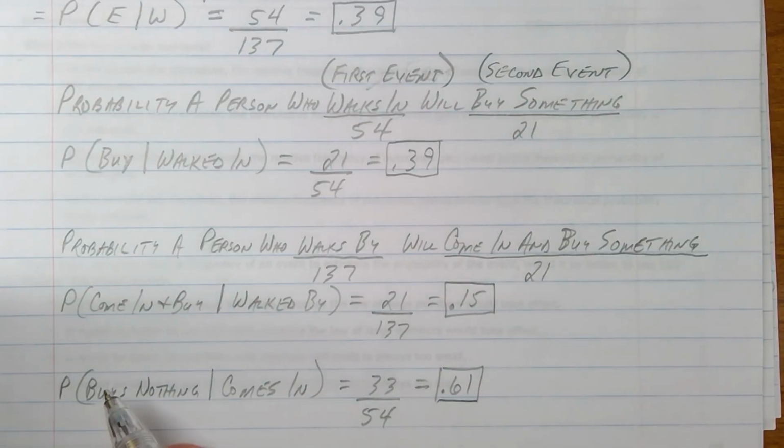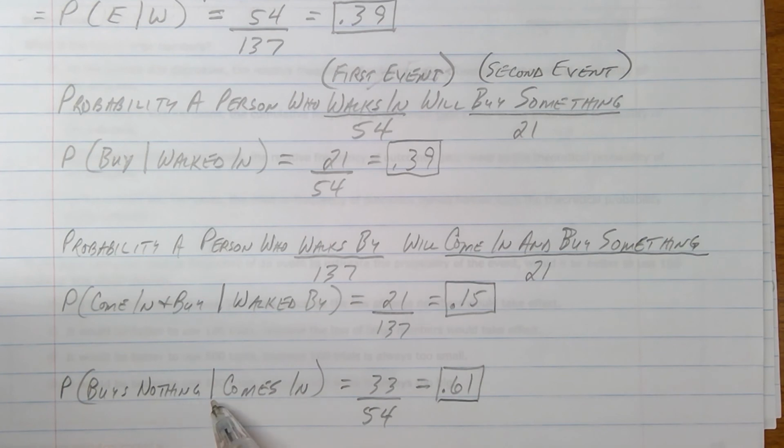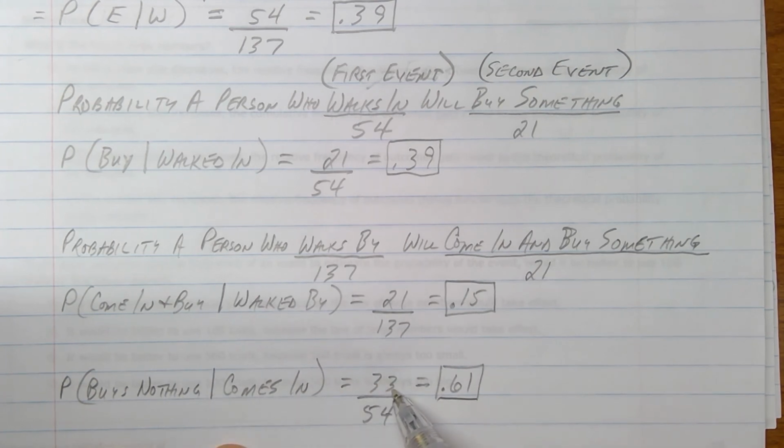Now, let's do one more here. What's the probability somebody buys nothing, given that they came in the store? So first they came in the store, but they ended up buying nothing. Well, we had to do a little subtraction to find that number. How many people came in the store? 54. How many bought nothing? Well, we know that 21 bought something. And doing a little subtraction means that 33 bought nothing. We did that up above.